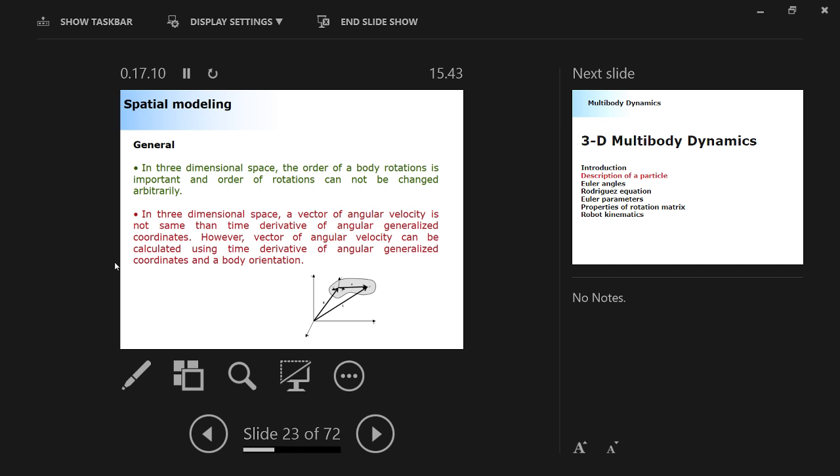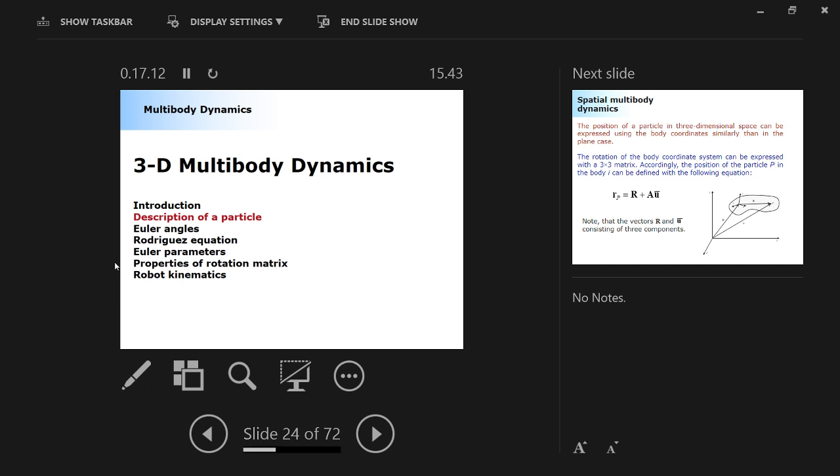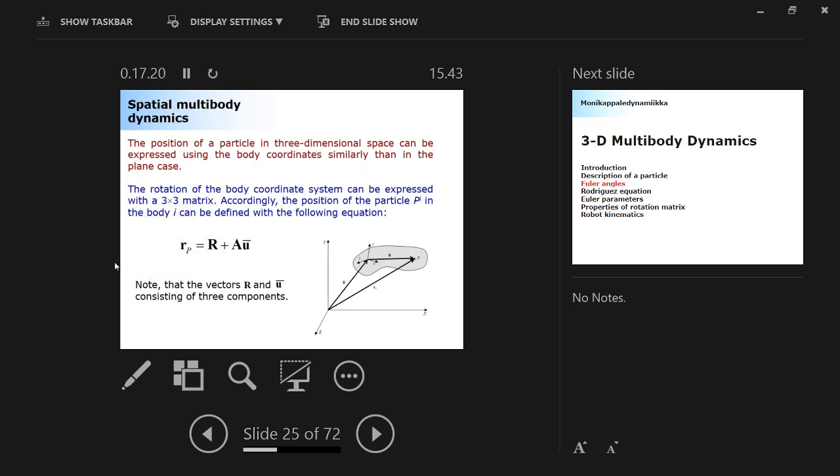Okay, but now what we're going to do next is look at the description of particles. We're going to look a little bit at the description of rotations in 3-dimensional space, and then we're good for today. Now, this is how we can describe the particle, and this is the equation we are very much familiar with.